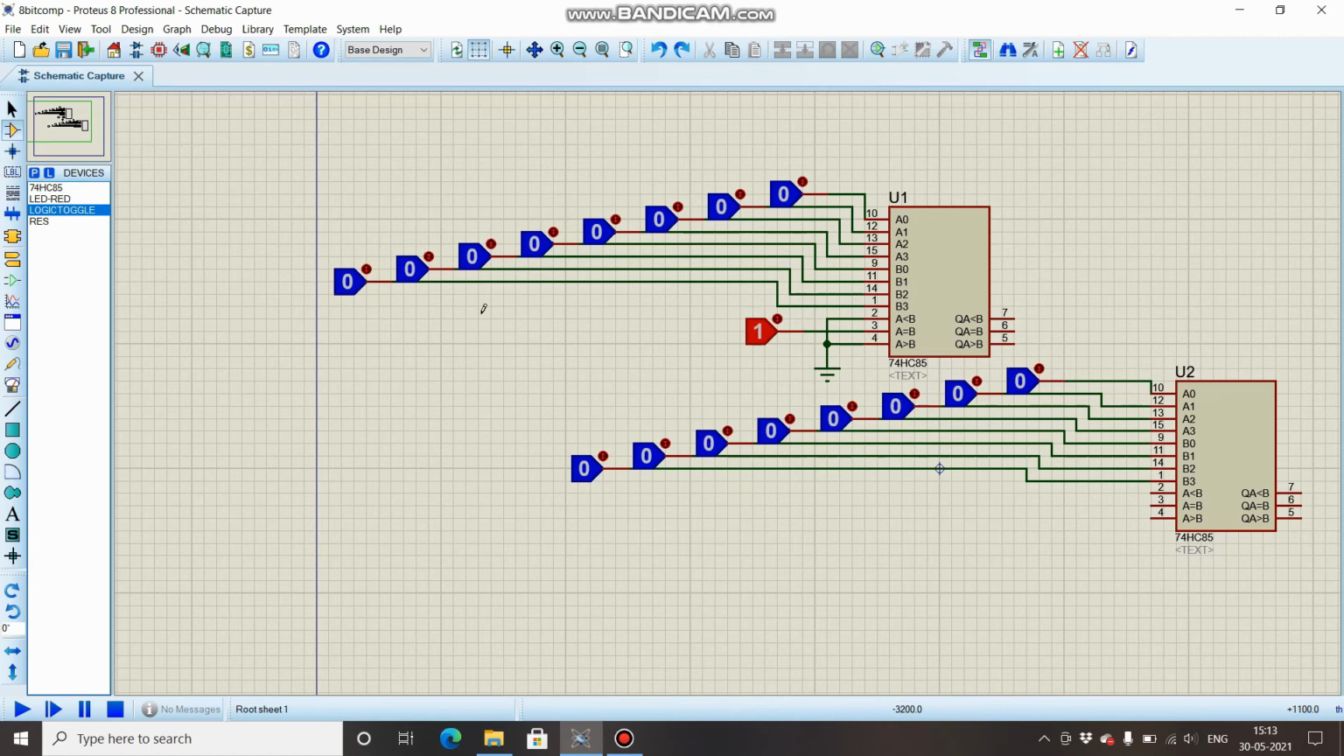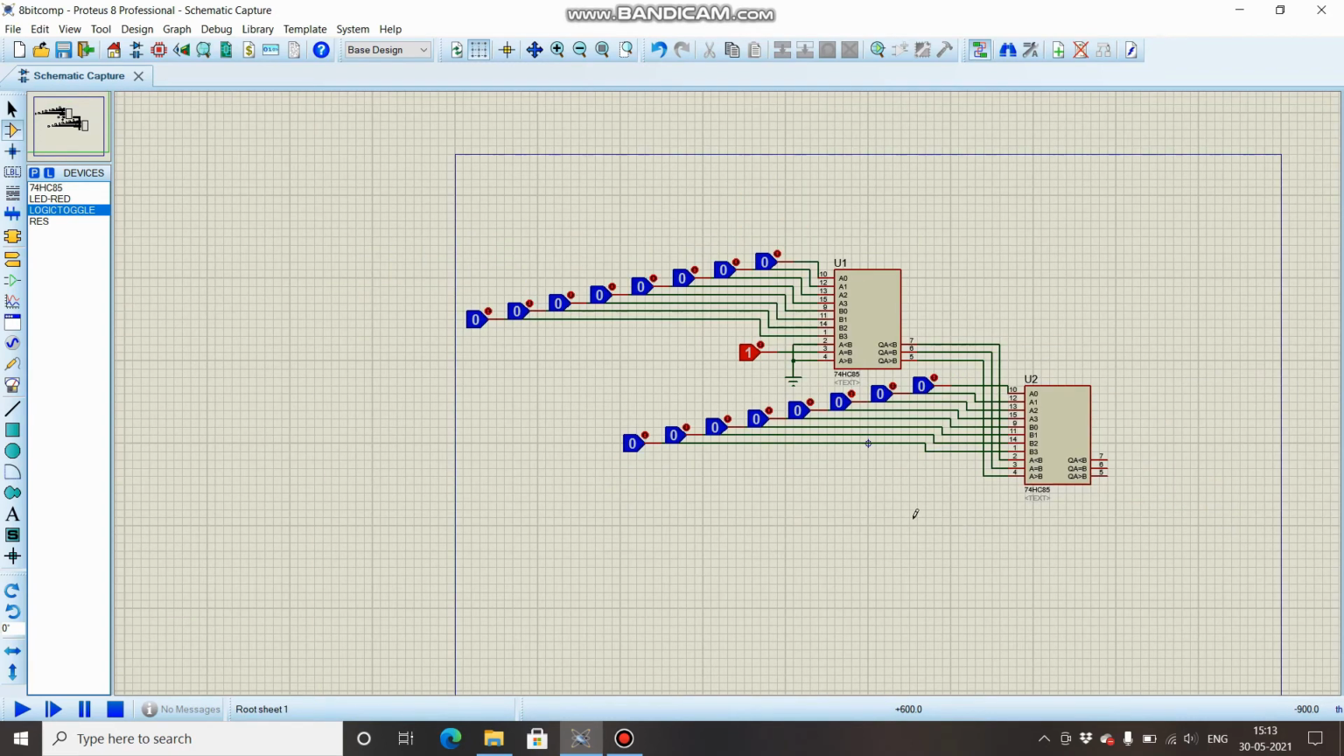Over here you can see that all the toggle switches have been connected to their respective inputs, and now the output of the first stage is supposed to be connected to the cascading inputs of the second stage. So I will connect this A less than B pin to this one like this, and the same goes for this one, like this, same for this. Now our circuit is ready.